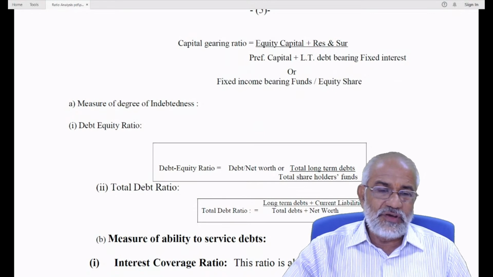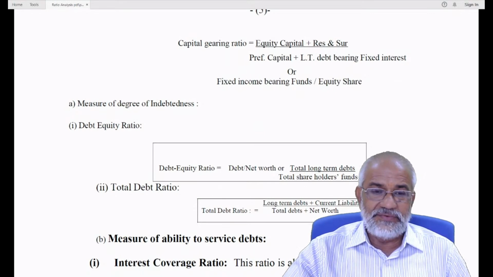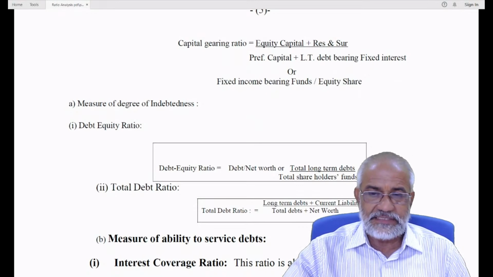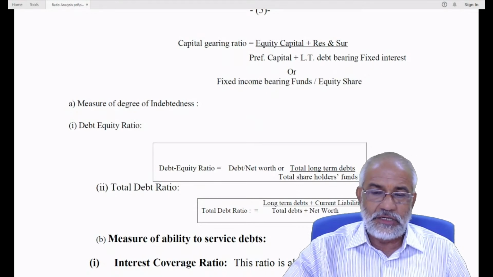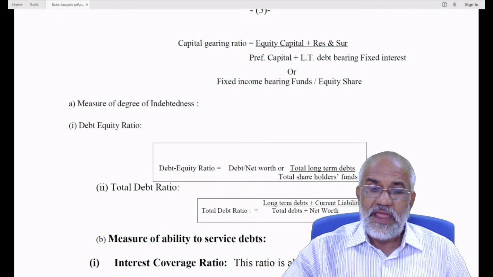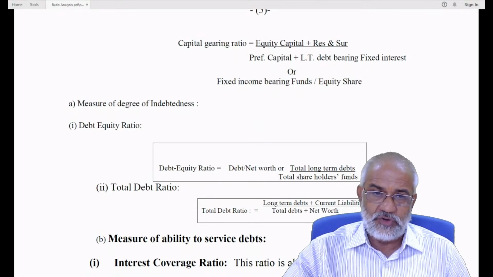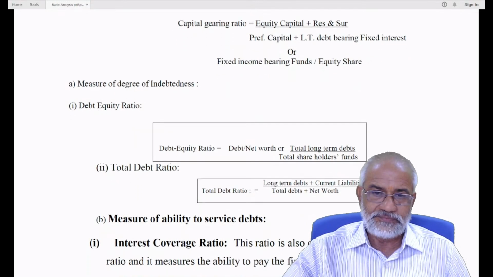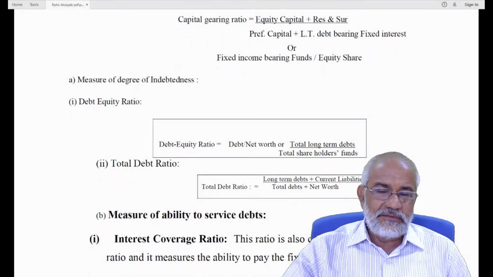The second ratio for computation of the degrees of indebtedness of the organization is the total debt ratio. In case of total debt ratio, the long-term debts as well as the current liabilities both have to be taken as numerator, and that has to be divided by the total debts plus net worth. That would be the total debt ratio. So these are the measures of degrees of indebtedness.